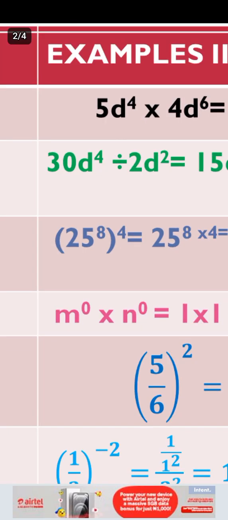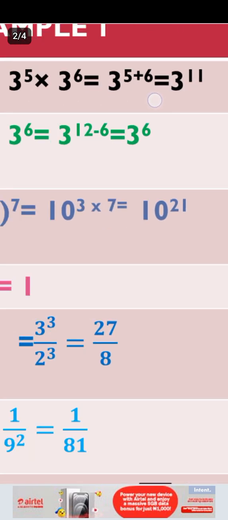Now we are going to take an example again. We are going to go to the division rule.